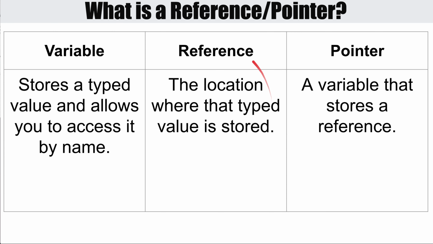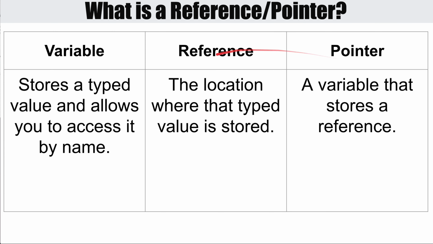When you start to make a reference variable that stores the location of a variable, you can start passing around that memory. Now, a pointer is a variable that stores a reference. So let's break this down again. A reference is the location. A pointer is a variable that stores that location. It's as simple as I can make it.